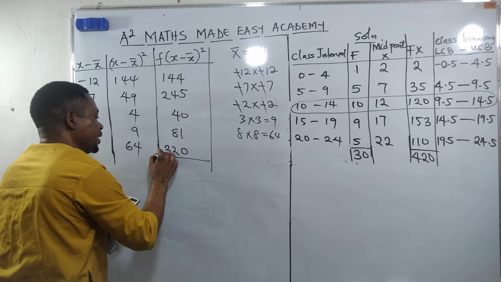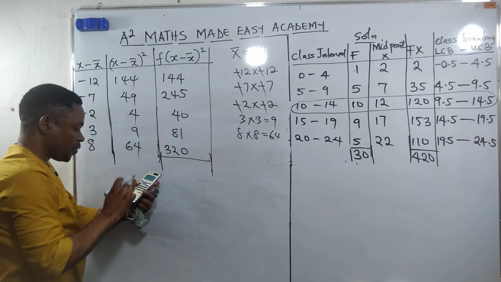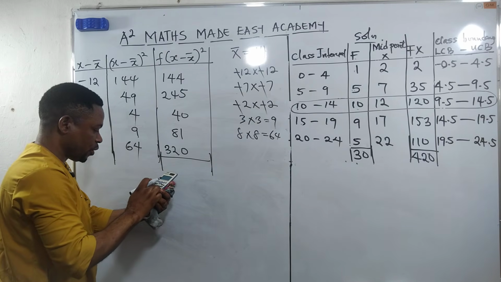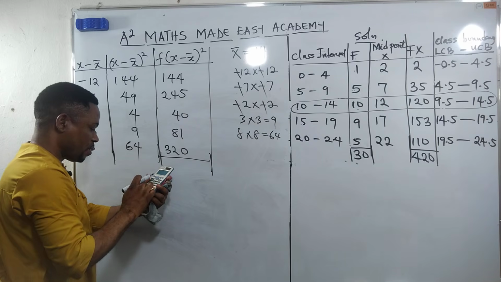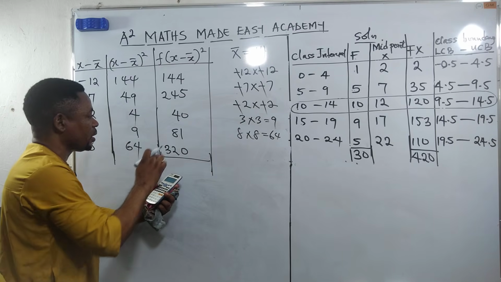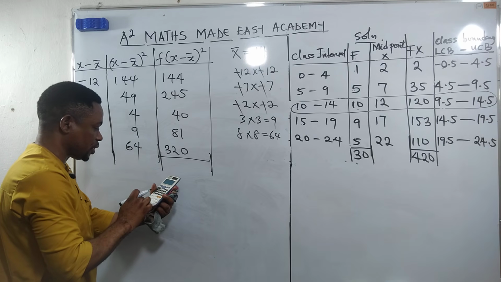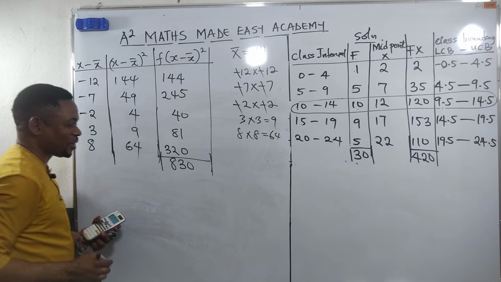You add them together. I can start from up, I will start from down. But let's start from up. 144 plus 245. Are you there? Plus 40. Then plus 81. Finally, plus 320. Are you with me? What should be the result? 830. Am I communicating?